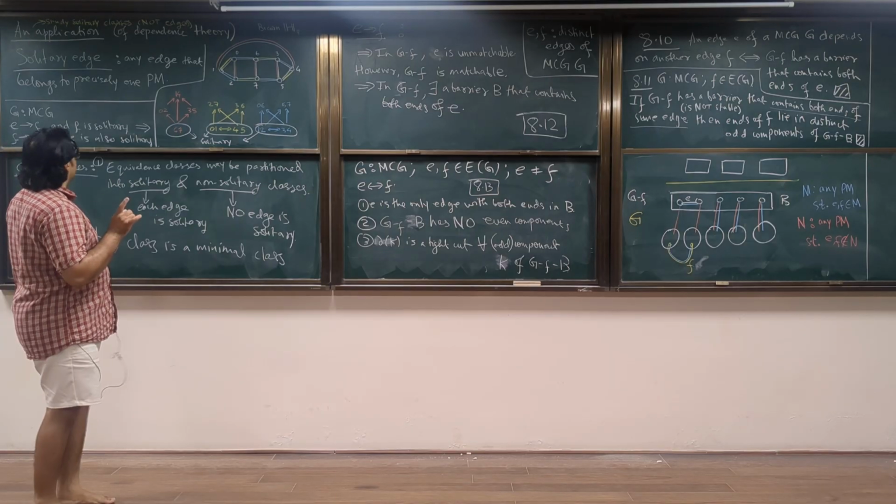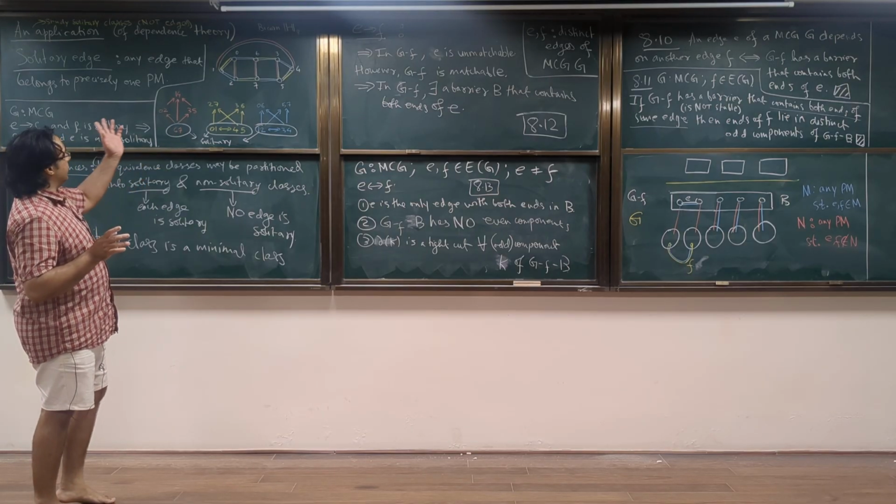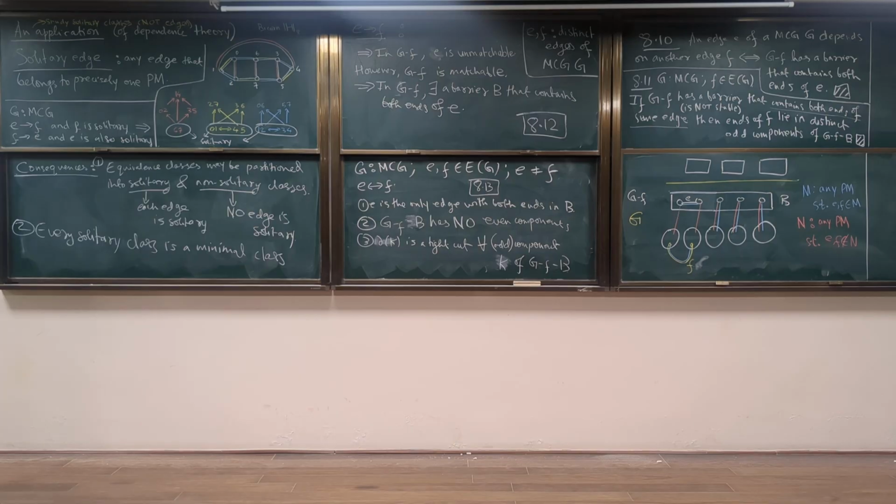Our next main goal is this corollary I stated, which I think I raised at some point, right? We want to eventually prove that every removable class has cardinality 1 or 2 in any matching covered graph, right?